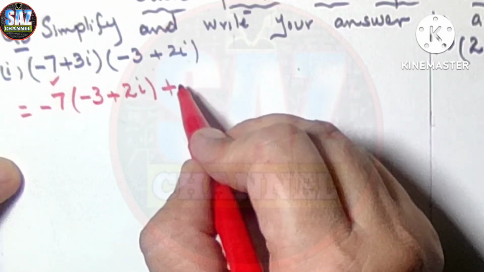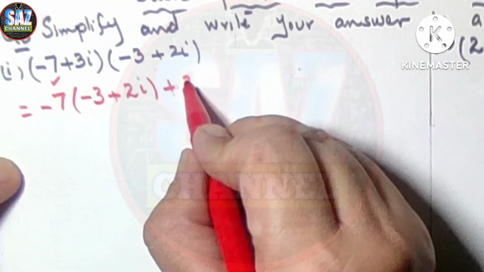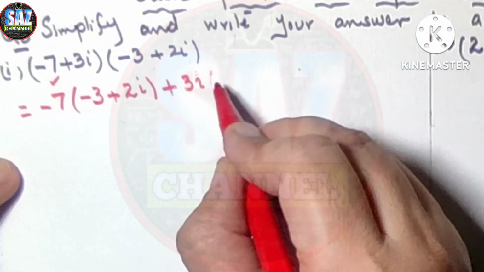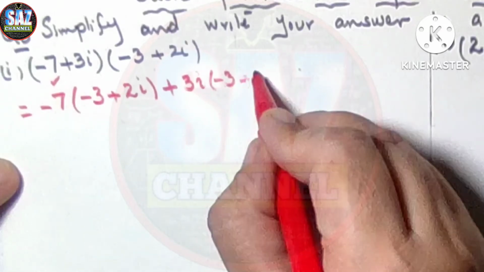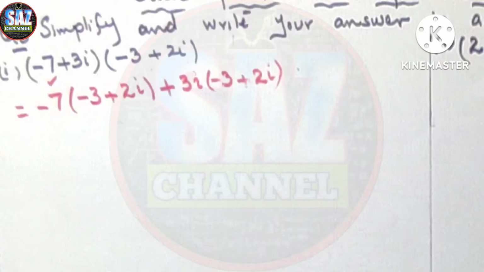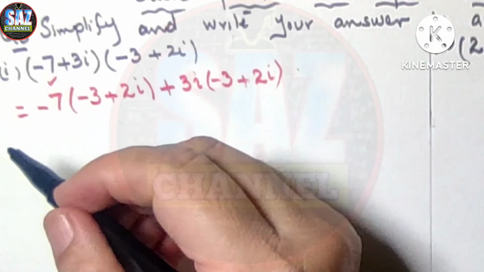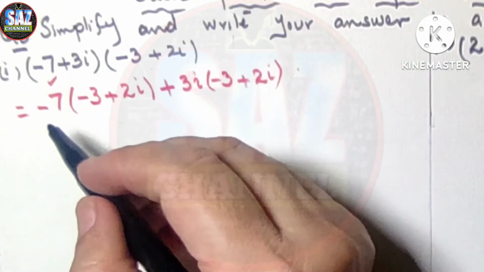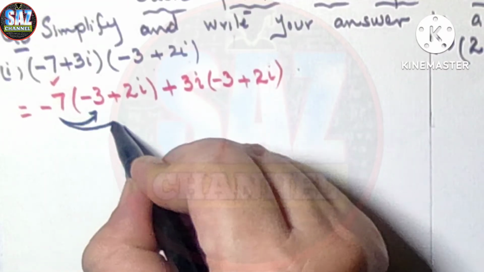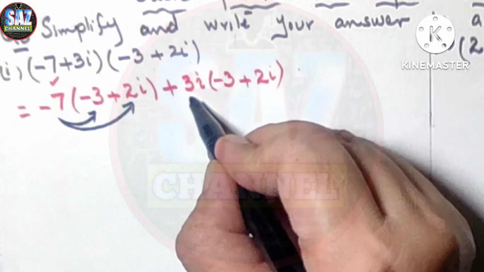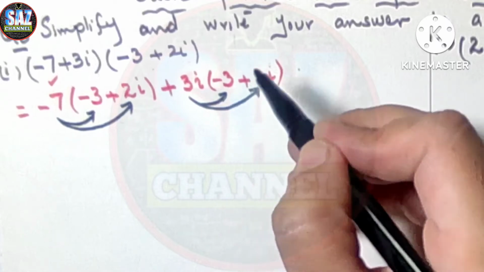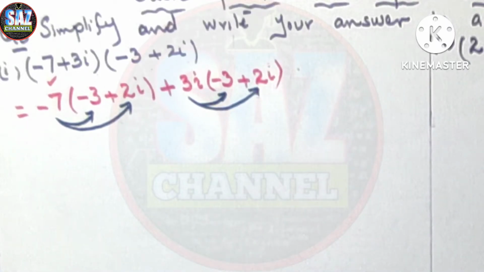Then I have to take the second value of the first bracket, that is 3 iota, into minus 3 plus 2 iota. Now, whatever is the number outside the bracket, I have to multiply it carefully with every term inside the bracket, keeping in mind the rules of integers and the rules of iota and iota square.